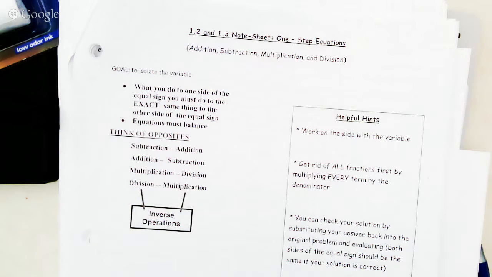Now, 100% participation. What's the opposite of add? Subtract. What's the opposite of subtract? Add. They go in a little circle. One's the opposite of the other. What's the opposite of multiply? Division. What's the opposite of division? Multiply. That's all we got to know today.